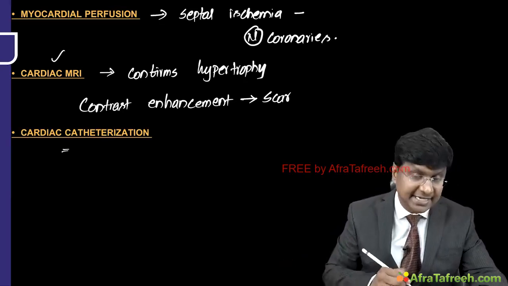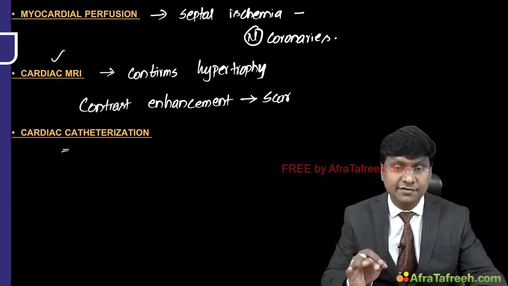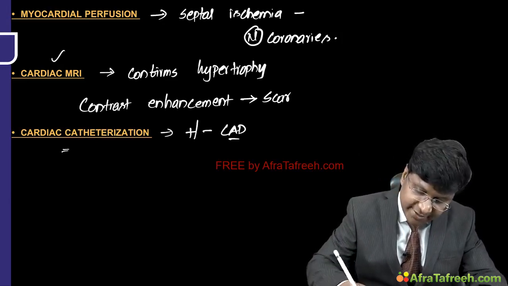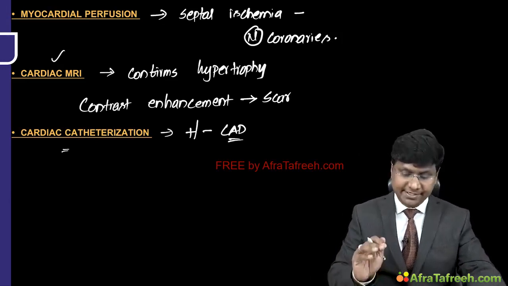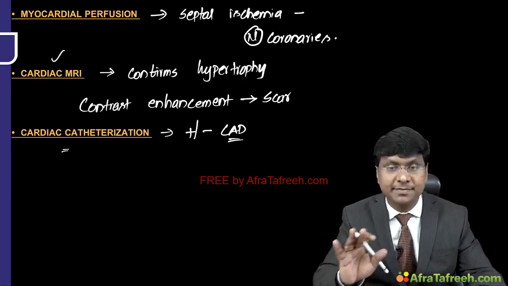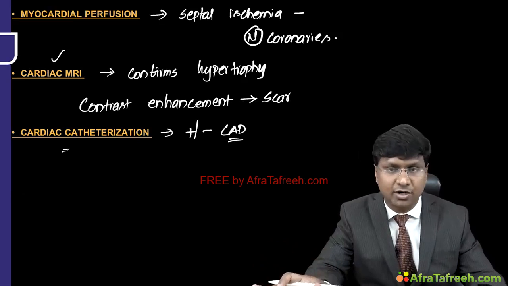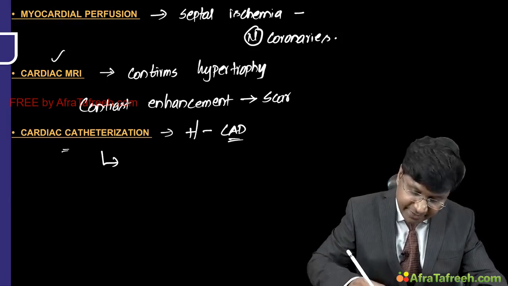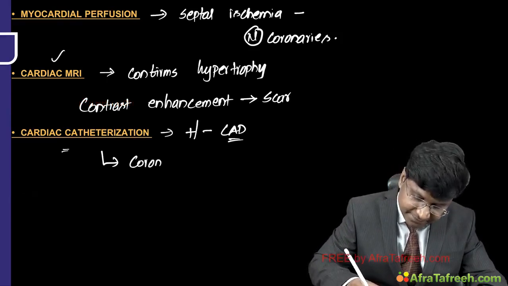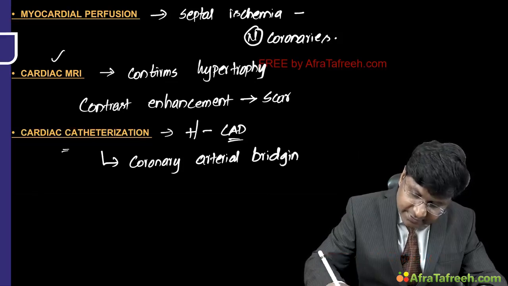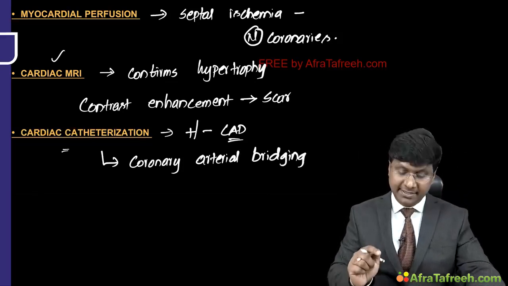Okay. And the next thing is cardiac catheterization. Cardiac catheterization confirms the diagnosis and defines the presence or absence of coronary artery disease. If there is any underlying coronary artery disease, you will be able to make out by cardiac catheterization. Otherwise, if it is only hypertrophic cardiomyopathy, the coronaries should be absolutely normal. In these patients, frequently there can be coronary arterial bridging, which you will be able to make out by cardiac catheterization.